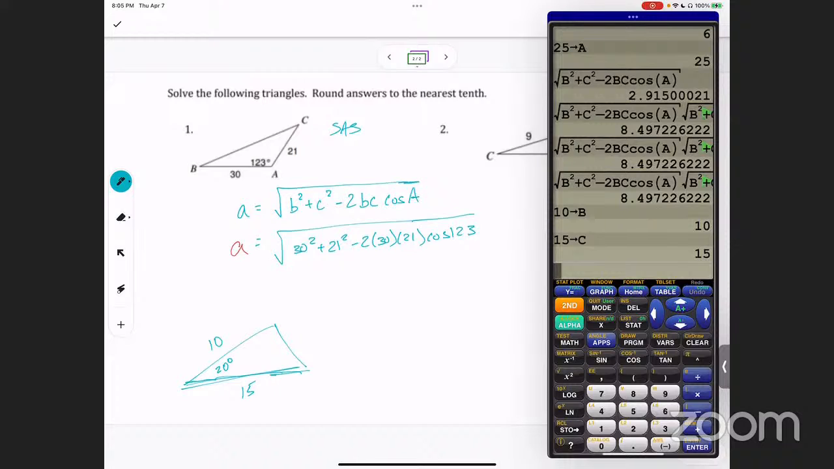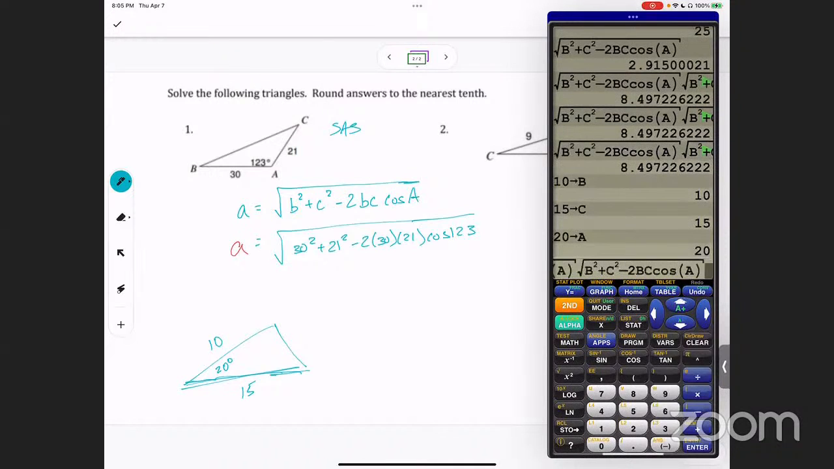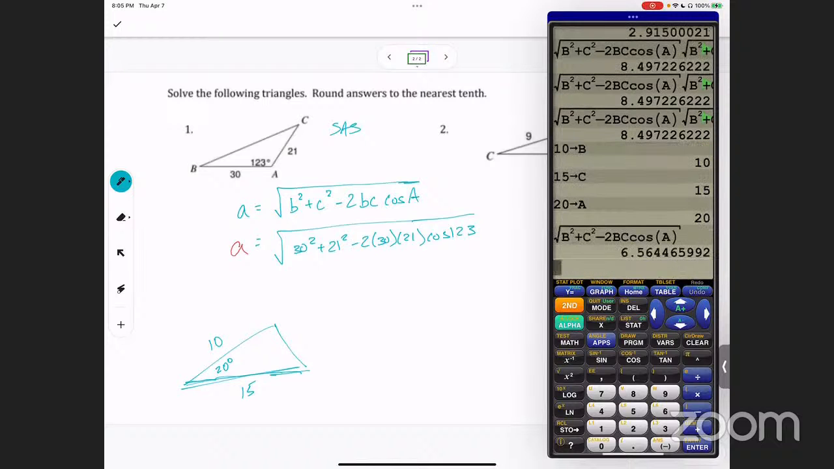And then I'm going to store 20 for A. And now all I have to do is toggle back up here and hit enter. Whoops, no, I don't. I have to go all the way up here because I accidentally did it too many times. Hit enter, and there's my formula plugged in, and hit enter, and boom, there's my answer.